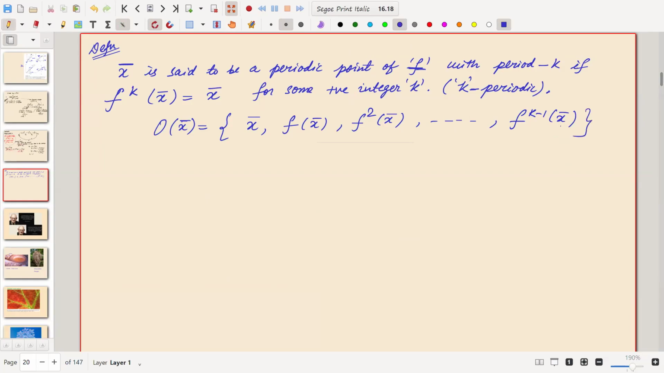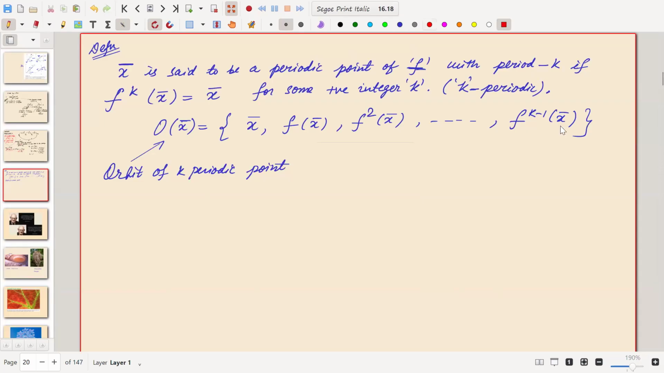Agree? So this is known as the orbit of a k periodic point. Same as a fixed point can be stable or unstable, your periodic point can also be stable or unstable. So how can you say whether a periodic point is stable or unstable? That is the question. Can you think of something?